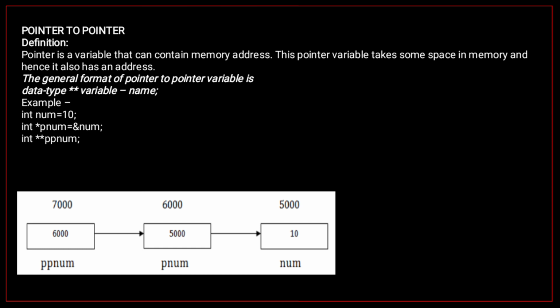In this example, the type of variable num is int, meaning integer. The type of variable pnum is int star, or pointer to integer. And the type of variable ppnum is int double star, or pointer to pointer to integer. So this figure shows pnum is a pointer variable which contains the address of the variable num, and ppnum is a pointer to pointer variable which contains the address of the pointer variable pnum.